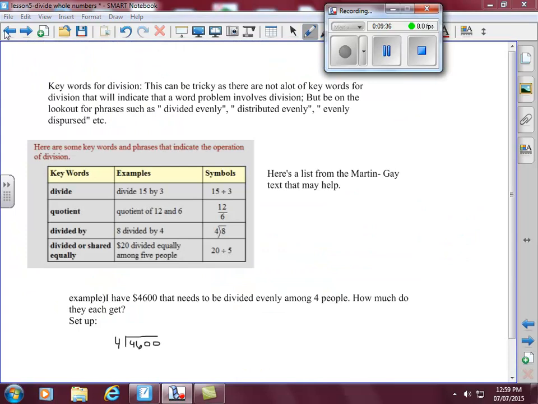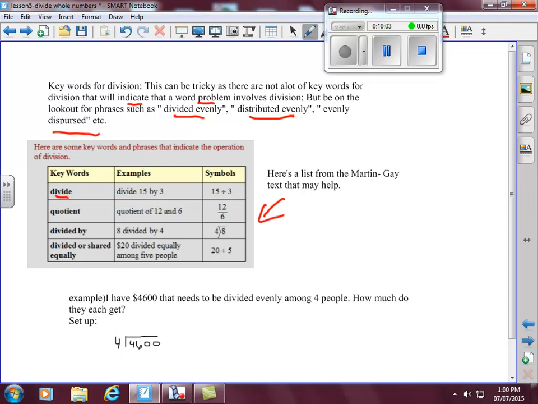Okay, and last but not least, I switched to this slide. Keywords for division. This can be tricky, as there are not a lot of keywords for division that blatantly indicate that a word problem involves dividing. But be on the lookout for phrases such as divided evenly, distributed evenly, evenly dispersed, things such as that. Here's a list from the Martin-Gay text that may be helpful.